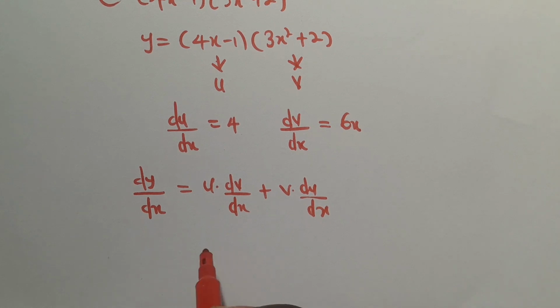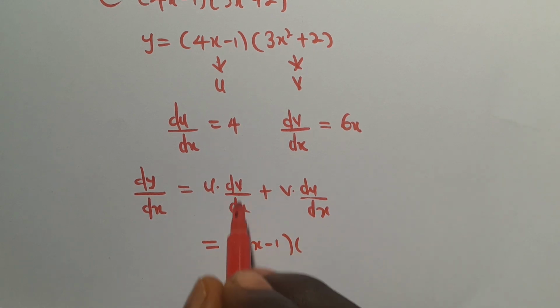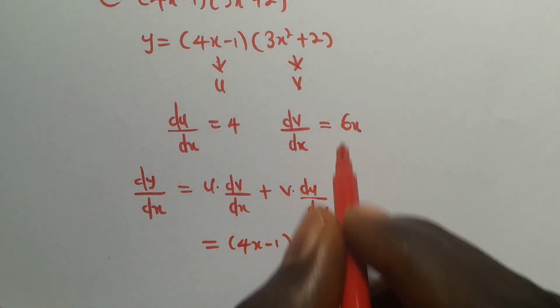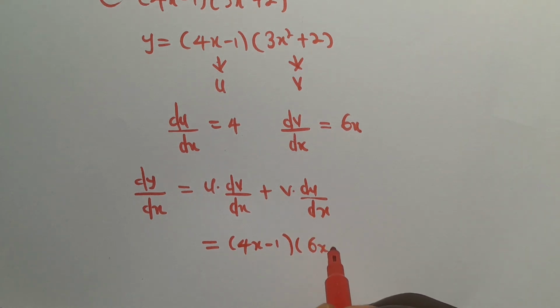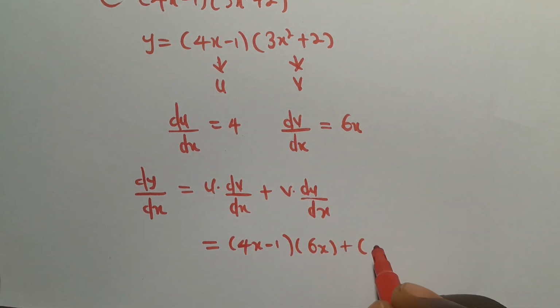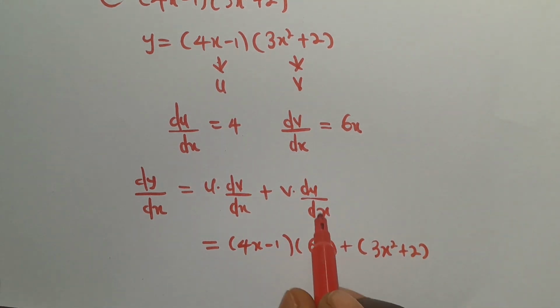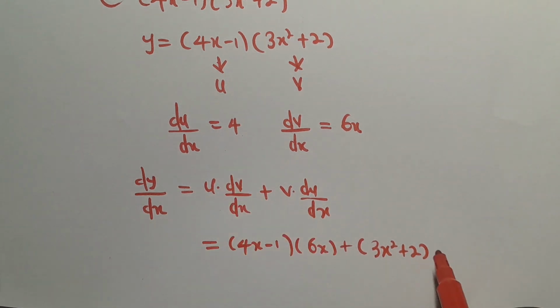Our u equals 4x minus 1, multiplied by dphi/dx equals 6x. Our phi equals 3x squared plus 2. Our du/dx equals 4.